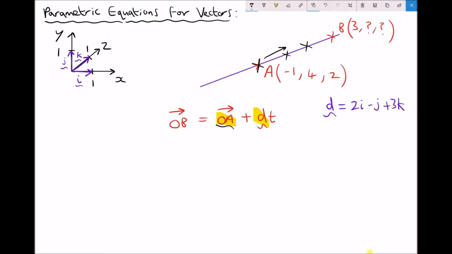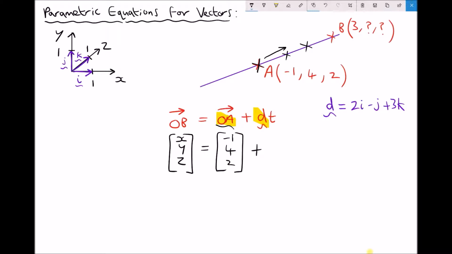Now we can use this equation to find out some more information about the vector OB. But let's rewrite this in a slightly different form, because the vector OB in effect is going to have an x, y and z coordinate. So let's rewrite that as x, y, z. They're the things we're trying to find. We're trying to find the coordinates of point B. OA we can write as a column vector, so instead of -1, 4, 2 as coordinates, we can write it as -1, 4, 2, the column vector.